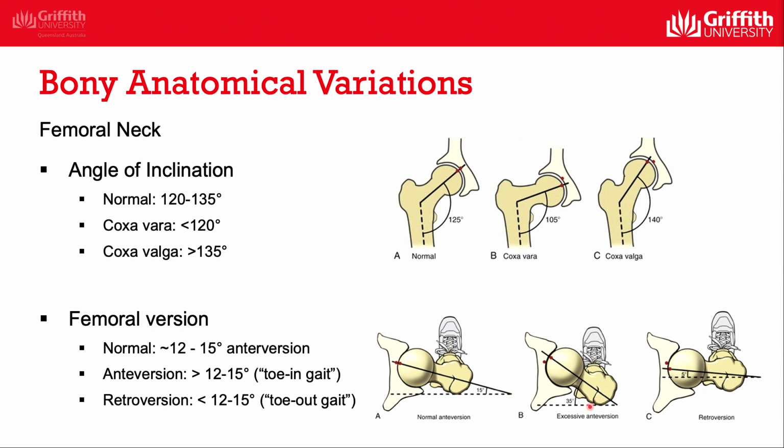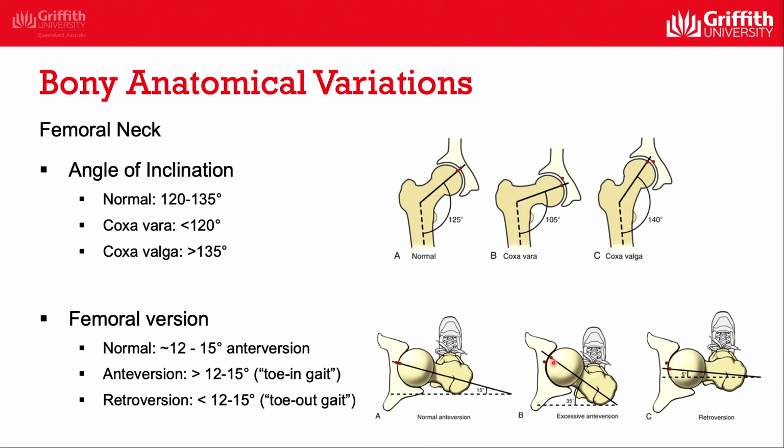If there is an increased or excessive anteversion at the hip, that will have implications on our walking pattern. Or if there is a reduced rotation, so a retroversion, okay, this will have an impact on our gait pattern. So with an increased anteversion, this is going to lead to an in-toeing gait pattern. And with a retroversion, it's going to lead to an out-toeing gait pattern.